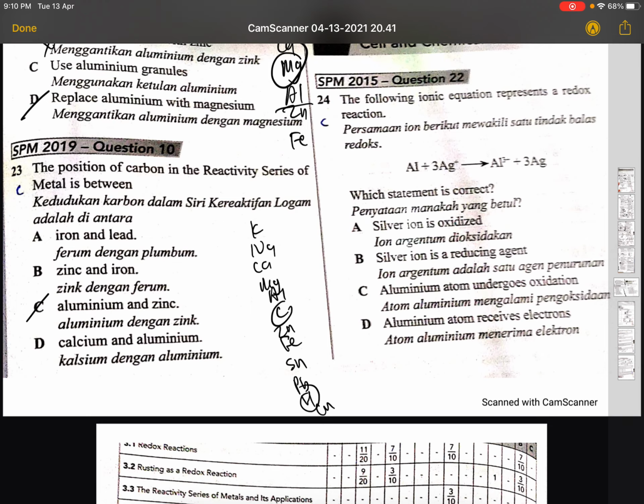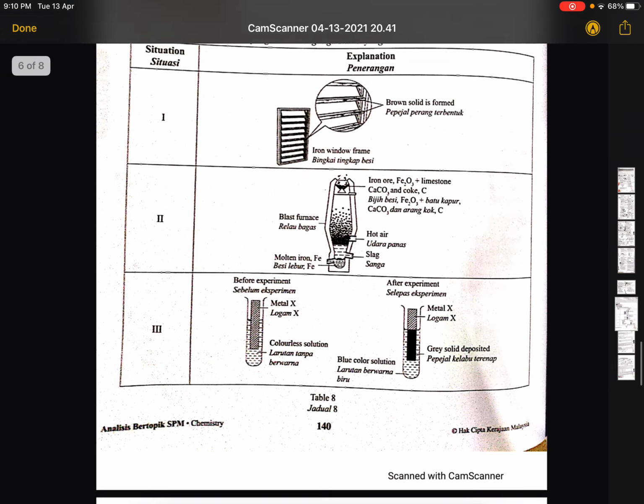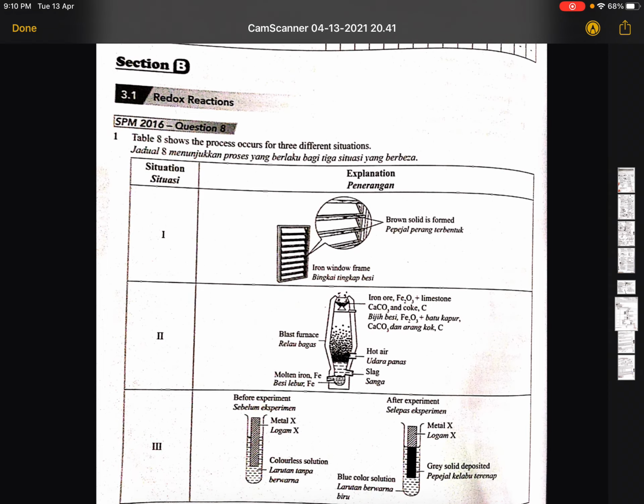24. Last question. The following ionic equation represents a redox reaction. Which statement is correct? A. Silver ion is oxidized. No, silver ion got reduced, so it's not this. B. Silver ion is reducing agent. No, it's an oxidizing agent. C. Aluminium atom undergoes oxidation. D. Aluminium atom receives electrons? No, it lost electrons. The electrons got donated to silver. So the answer is C.